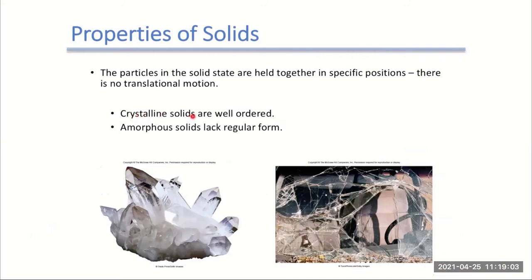So we have two different kinds of solids. We have crystalline solids and we have amorphous solids. Crystalline solids are very well-ordered solids. You can think of those as the crystals that we normally see. Amorphous solids lack regular form, so they're kind of just thrown together all hodgepodge. Glass is a good example of an amorphous solid.